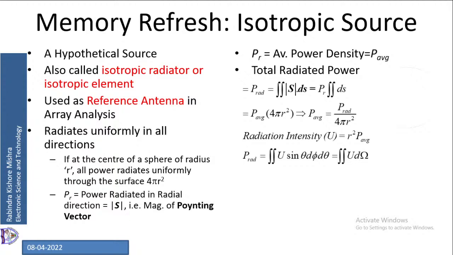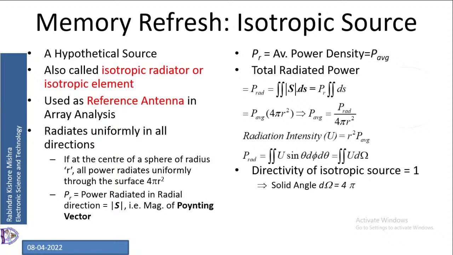P rad is equal to the integration of radiation intensity with sine theta d phi d theta, that we write as integration u d omega, d omega being the elemental solid angle, omega is the solid angle. Now directivity of an isotropic source is equal to 1, that we know. Because the solid angle d omega, when we integrate it, gives us 4 pi for an isotropic source, P rad is equal to 4 pi u0. U0 is the isotropic source radiation intensity. These are the things that we have discussed earlier.